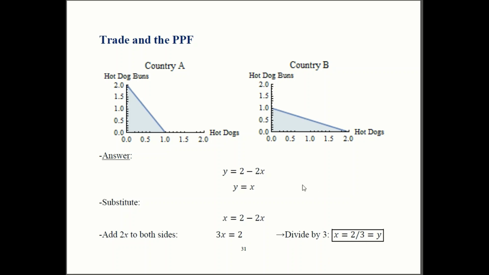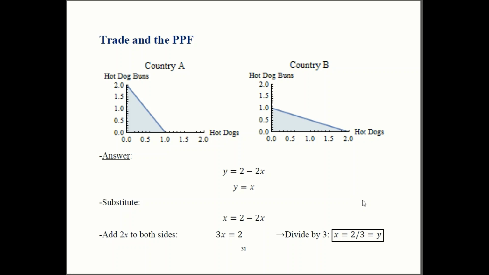Now we also know y equals x. In other words, hot dogs equal hot dog buns. So if x is 2/3, then y had better also be 2/3. So as promised, the answer is not 0.5. The countries can indeed do better than that. They can make 2/3 of a hot dog and 2/3 of a hot dog bun.